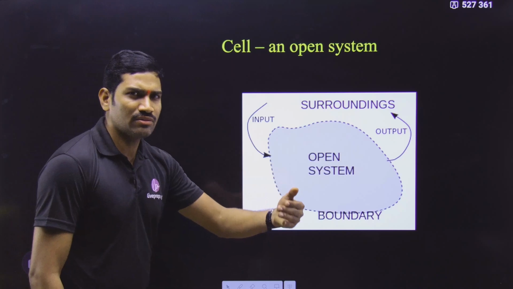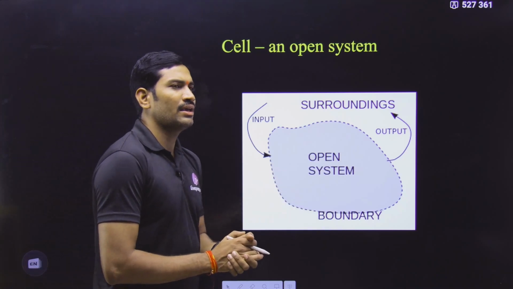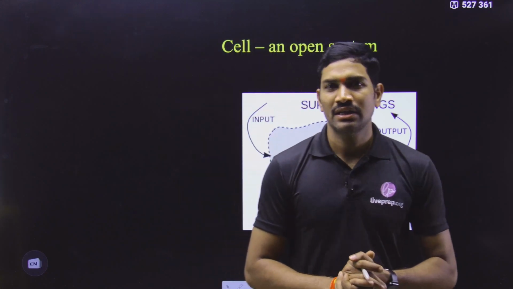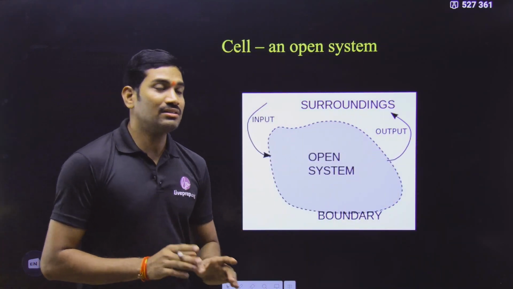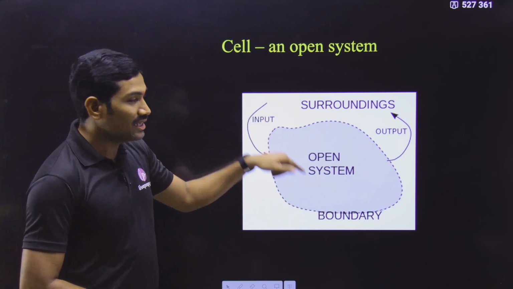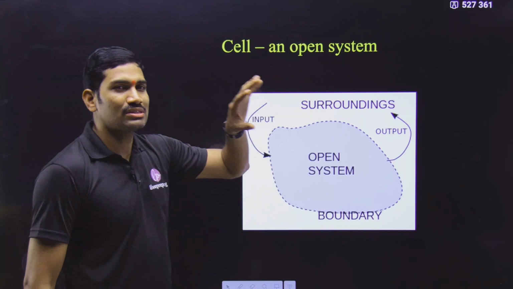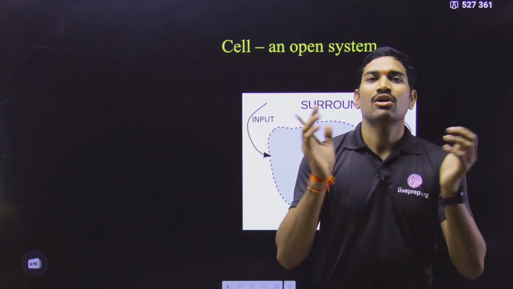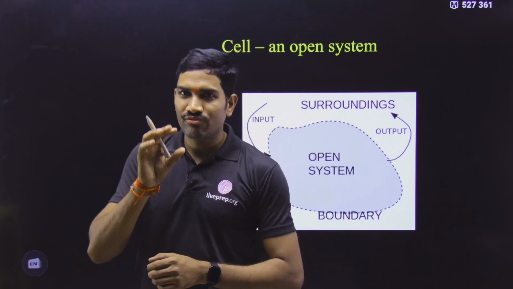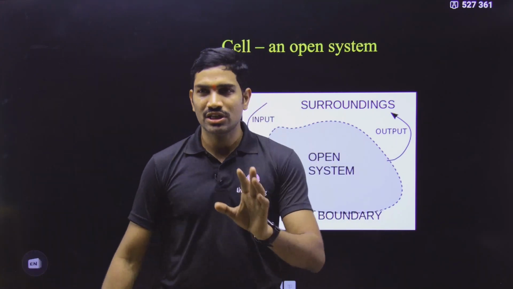Before directly going into cell size and shapes, I want to discuss another important point first. Did they give this information in NCERT or not? Yes, the answer is yes, but not here. This information is about the cell interacting with the surrounding or outer environment, and for this we use a term called open system. First we will try to understand what an open system is and what a closed system is.